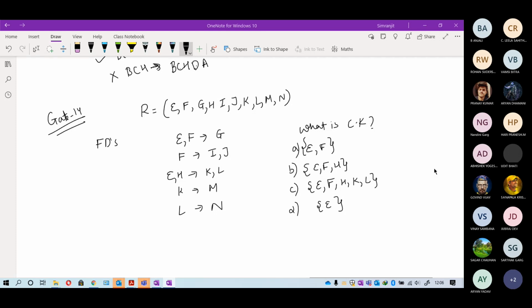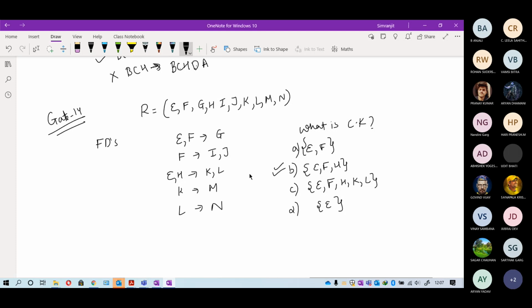Okay, so only one student is giving the answer. Any other? Okay, B. Okay. Any other? Okay. Now I think B is the correct answer.